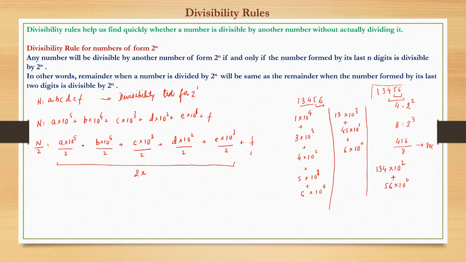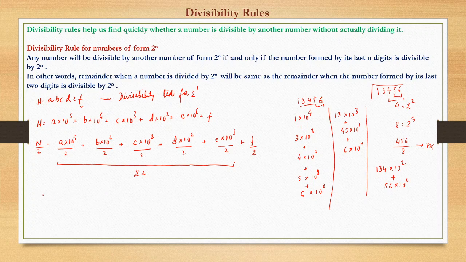So we should only be concerned about the last term, which is f. We have to check whether that last term is divisible by 2. If the last term is divisible by 2, then the whole number will be divisible by 2. So if f is a digit divisible by 2, then the whole n can be divisible by 2. For that reason, for the divisibility test of 2, we just consider the unit place digit. If the unit place digit is divisible by 2, then the whole number will be divisible by 2. From here we can deduce the same.